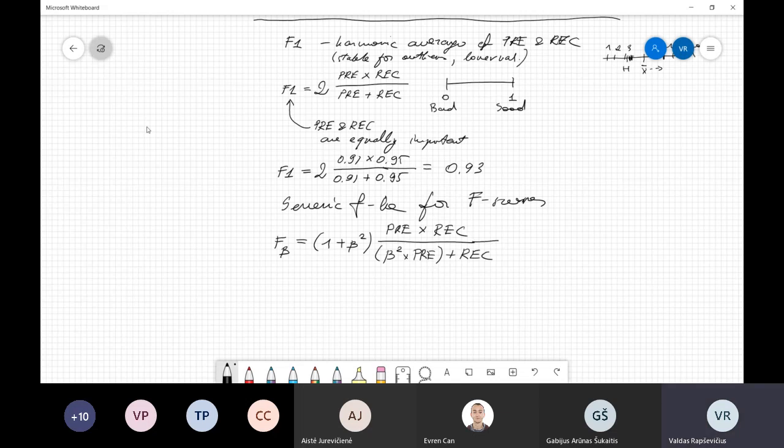What it does, since this number is multiplied by the precision, is that this number tells the importance of one parameter in case of the other, right? So if we have beta more than 1, it basically raises this part. This means that recall is more important, because this guy is multiplied by some number which is more than 1, so it basically minimizes this guy.